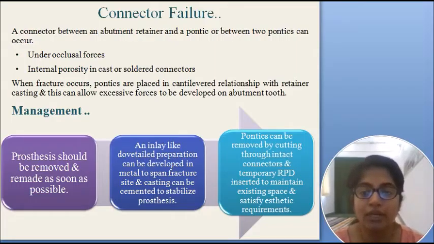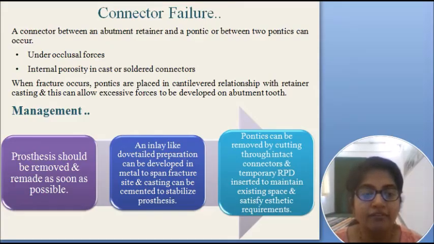The prosthesis should be removed and remade as soon as possible. An inlay-like dovetailed preparation can be developed in metal to span the fracture site, and the casting can be cemented to stabilize the prosthesis. The pontic can be removed by cutting through the intact connectors, and a temporary RPD inserted to maintain the existing space and satisfy aesthetic requirements.